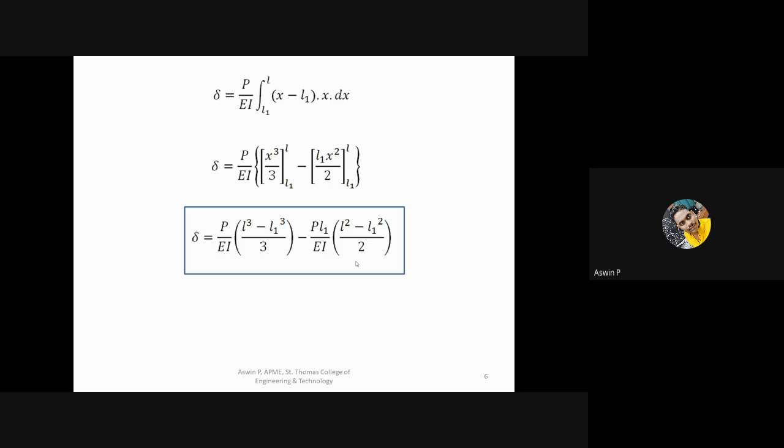A cantilever beam subjected to a load P at a different point. If the values are given, that is the distance L, P1, everything given means you can directly understand the value of deflection. You can substitute the value in this equation. It's a simple problem if you know the steps.